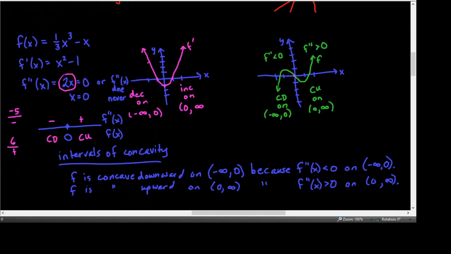So Theorem 3.7 is going to wrap all this up in a nice package. Let f be a function whose second derivative exists on an open interval I. If f double prime of x is positive for all x in the interval, then the graph of f is concave upward on that interval. If f double prime of x is less than 0 for all x in the interval, then the graph is concave downward on that interval. Okay?